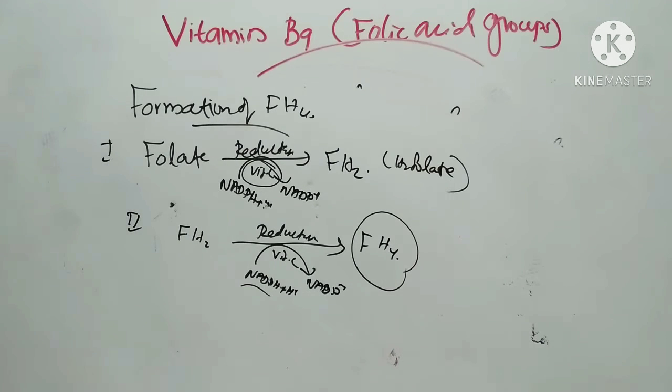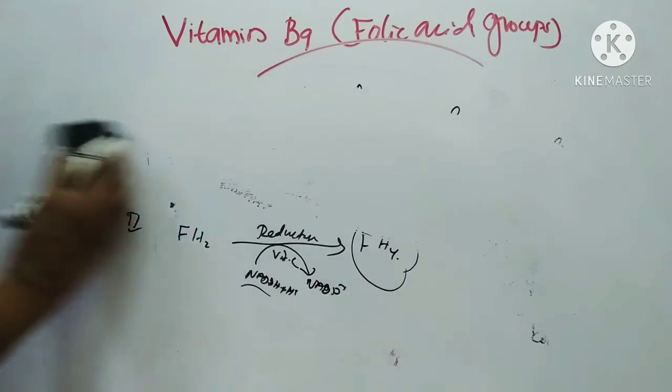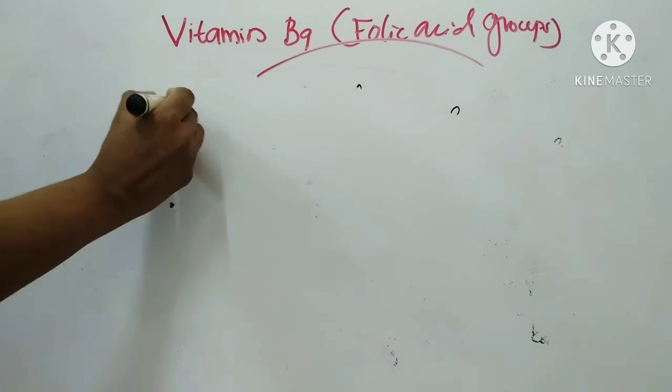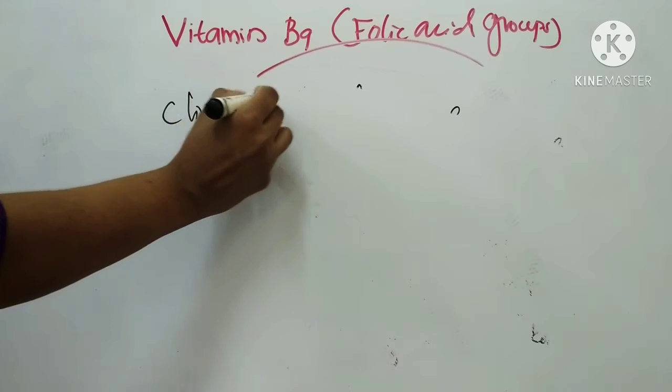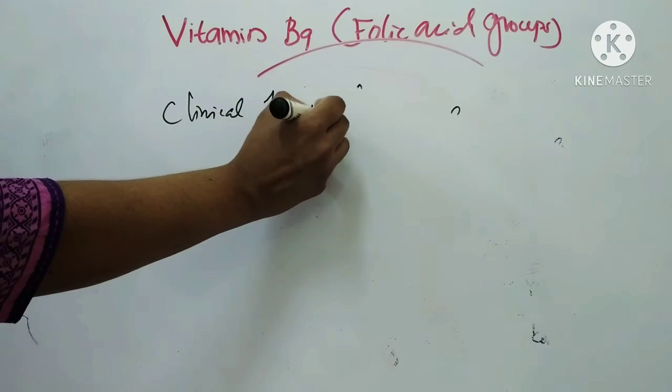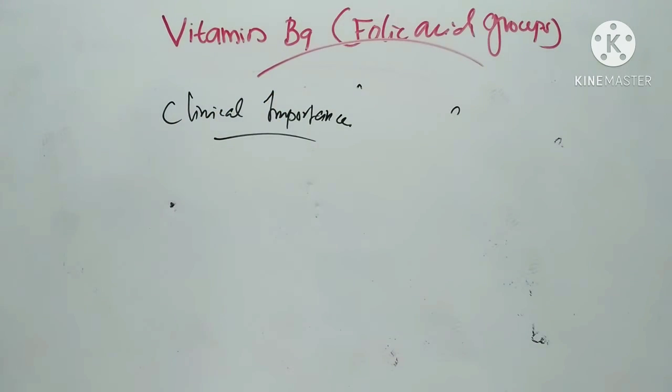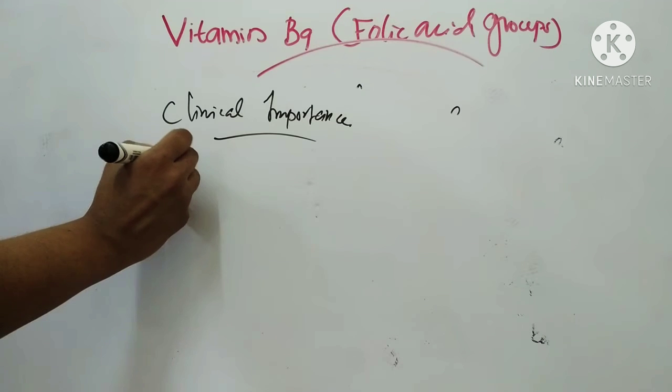Next we will see the clinical importance. Some folic acid deficiency anemias may be due to inherited deficiency of the enzyme folic acid reductase. There is another one, folinic acid.